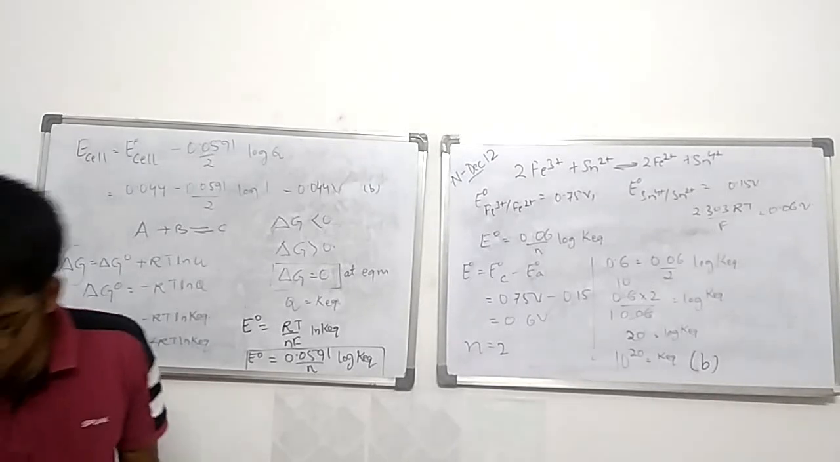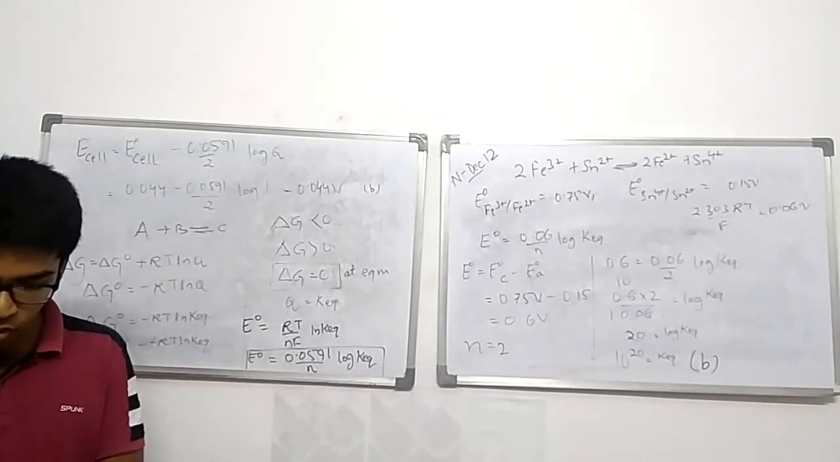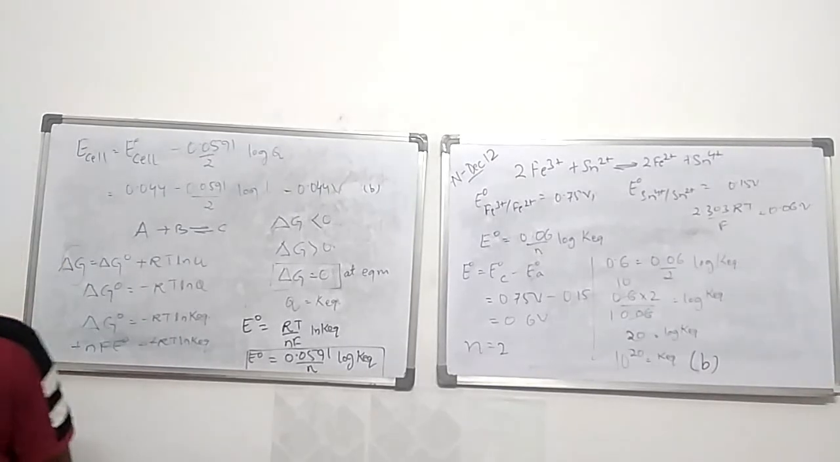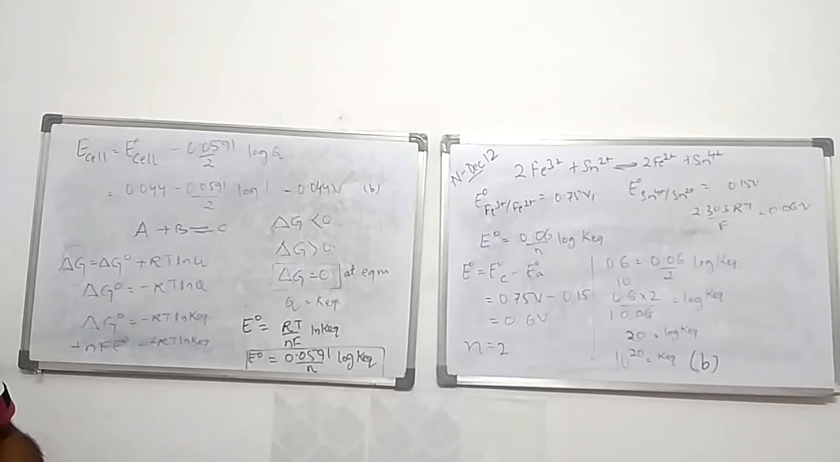Okay, so these types of questions come from equilibrium constant. There are many more questions here. One question came in December 2014. Again, it involves tin.